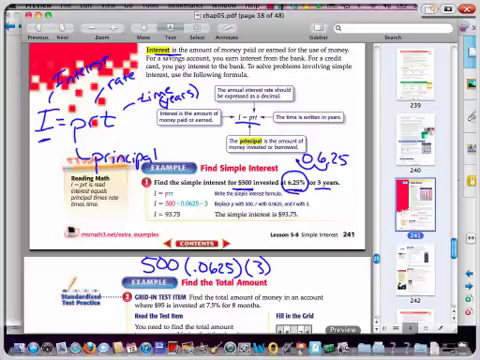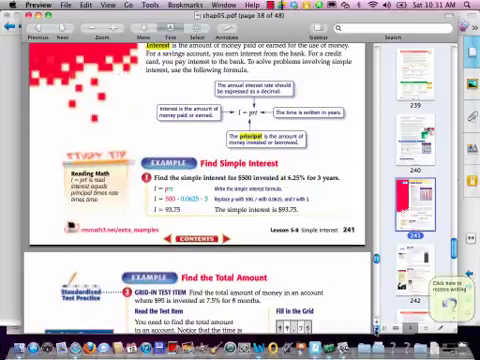And if I multiply all that out, then I end up with $93.75. So taking my $500, investing it, sticking it in the bank for 3 years at 6.25% interest, I'm going to make $93.75 on the whole deal. Okay, so that's our first example here.